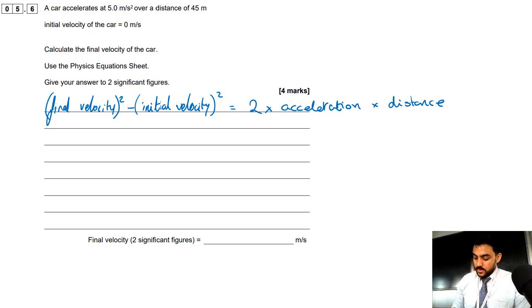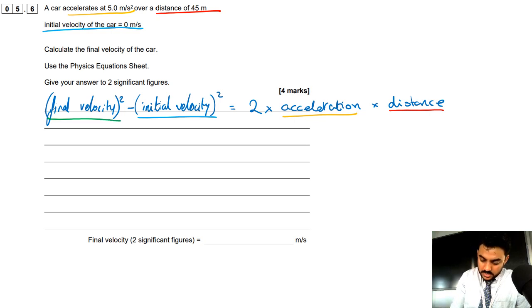Okay, this equation ticks off everything that we need. Distance, right here. But I'll underline it in a different color. There you go. And then acceleration, right there. And then initial velocity, right there. And then final velocity is what we're trying to calculate. So, final velocity squared. Final velocity has the symbol v. Initial velocity has the symbol u.